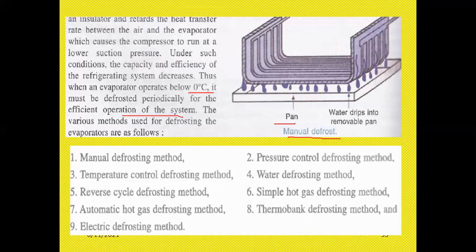The various methods that are used for defrosting the evaporators are: first, manual defrosting method. Second, pressure control defrosting method. Third, temperature control defrosting method. Fourth, water defrosting method. Fifth, reverse cycle defrosting method. Next, simple hot gas defrosting method. Next, automatic hot gas defrosting method. Eighth is thermo bank defrosting method, and the last one is electric defrosting method.